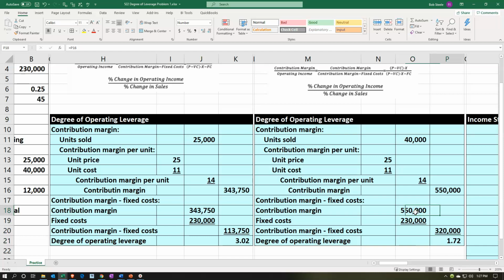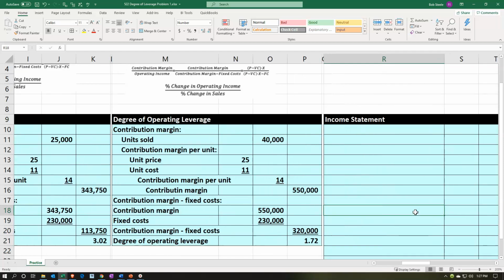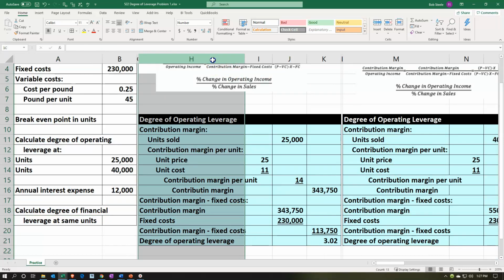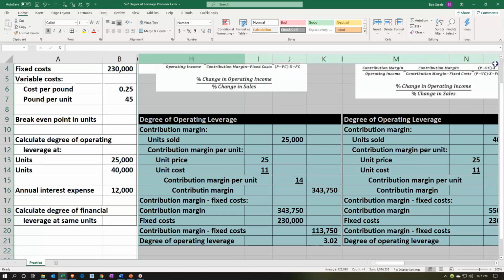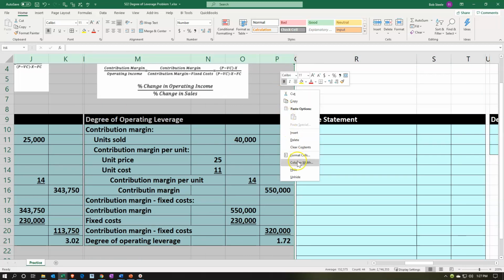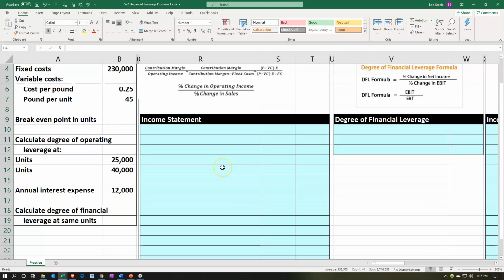Okay, so next we're going to be calculating and making an income statement using a contribution margin income statement. We're going to hide some cells to get over there. So I'm going to put my cursor on the whole column H, select on over to column P, right click, and then hide those cells. So now we have our income statement.